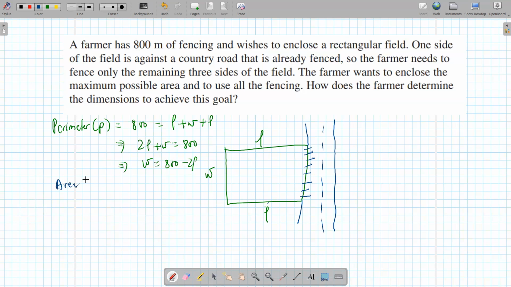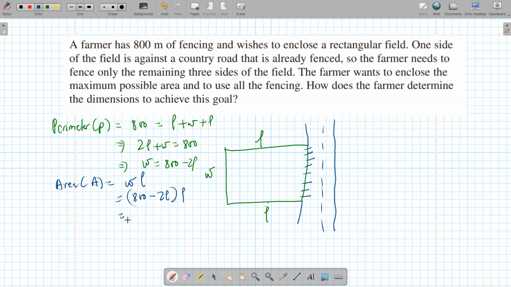It's pretty simple. What's the area of this field in terms of W and L? It's a rectangle. W times L. Yeah, W times L. And now we know W is 800 minus 2L, right? Times L. If we FOIL it, what do we get?